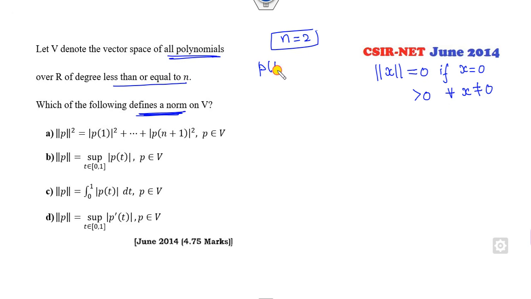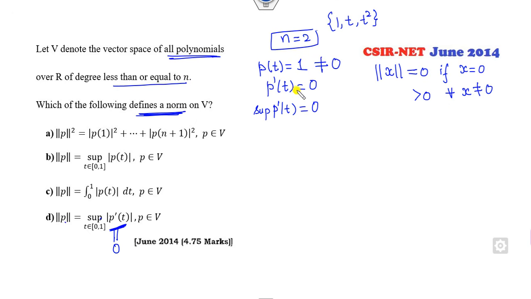Okay, so I can simply take any of the polynomials. What are the basis? A basis with respect to t. This is my basis. Fine. So can you think about any polynomial which is non-zero, but the answer is, you can see this is a derivative. If I simply take a polynomial here, what is the derivative? 0. What is that? Supremum of p dash is also 0. So this value is my 0, but you can see this number is non-zero. So it means this property is not satisfied. This option is cancelled.